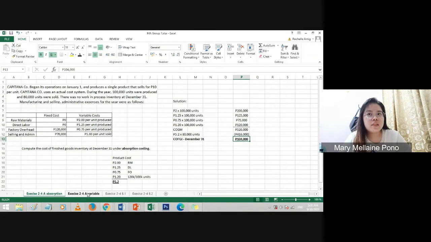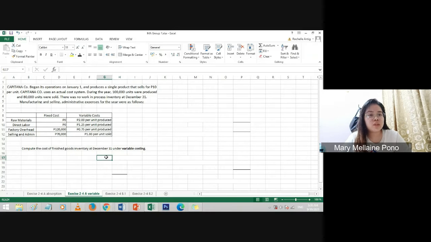To get the cost of finished goods under variable costing, you should first identify the product cost. Under variable costing, the product costs are raw materials, direct labor, and variable factory overhead. In the given problem, the raw materials is worth 2 pesos, the direct labor is 1.25 pesos, and the variable factory overhead is 0.75 pesos, giving us a product cost of 4 pesos per unit. The problem has also stated that the total number of units produced is 100,000. So you multiply 100,000 by 4 pesos, giving us 400,000 pesos, which is the cost of goods manufactured.